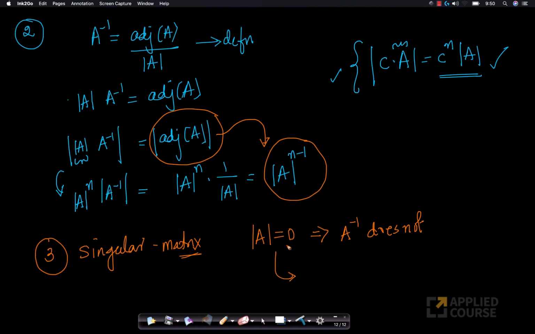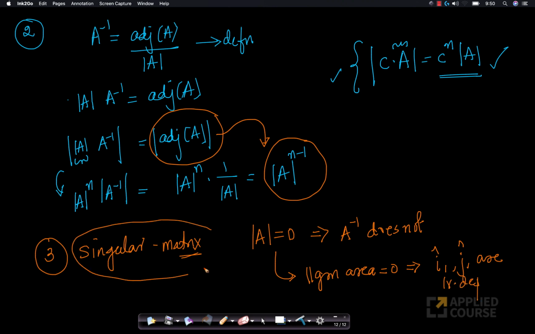Or the other way to think about it is, from a geometric perspective, that the parallelogram area is going to be 0. Or we can also think of this as the transformed i hat and j hat being linearly dependent, right? So all these concepts mean the same thing, whether you say singular matrix, or det of A equals 0, or that A inverse does not exist, or the area of the transformed parallelogram is 0, or that the transformed i hat and j hat are linearly dependent. All of them mean the same thing. This is how lots of concepts in linear algebra can be elegantly connected.